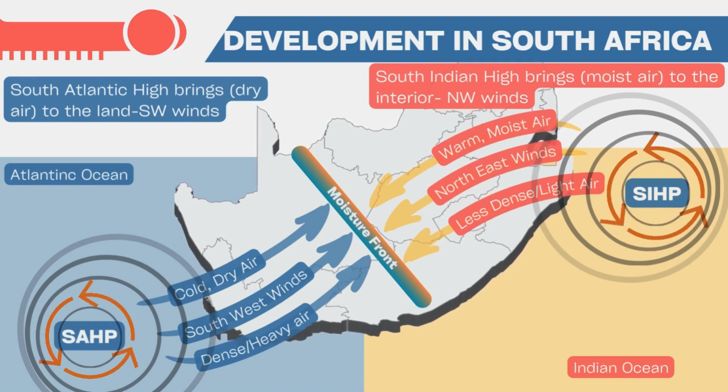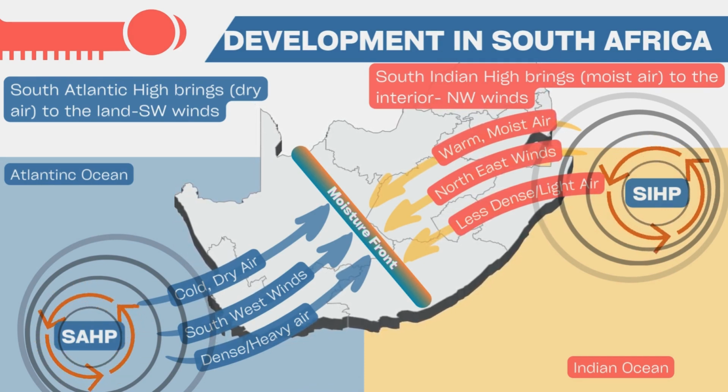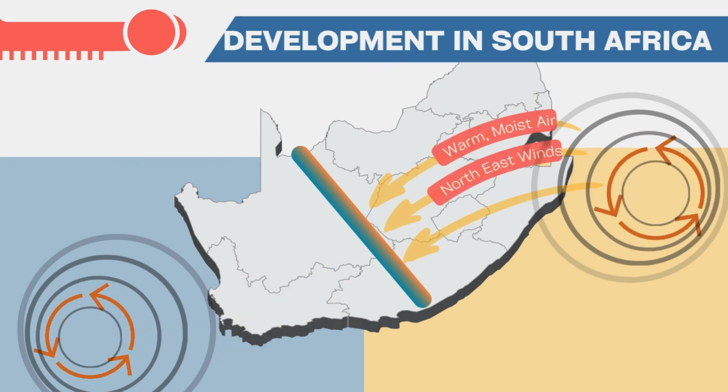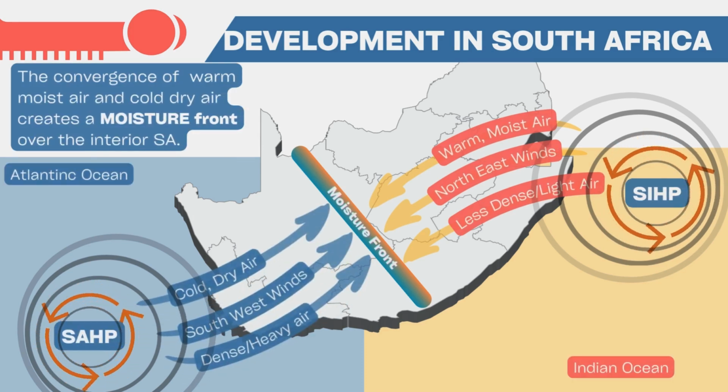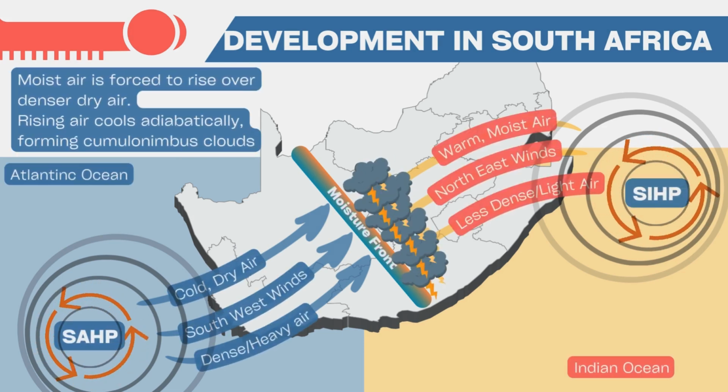Formation breakdown. 1. Cold Atlantic air. The South Atlantic High sends chilly southwest winds from the Benguela Current, dry as your principal's jokes. 2. Warm Indian air. The South Indian High pushes moist northeast winds from the Mozambique Current, humid enough to frizz your hair. 3. Convergence. Cold Atlantic air sneaks under warm Indian air like a sneaky sibling, forcing it upward. Rising air cools, condenses. Boom. Storm clouds party.